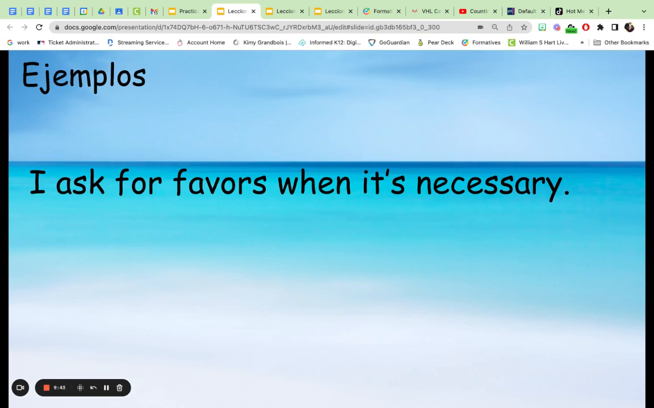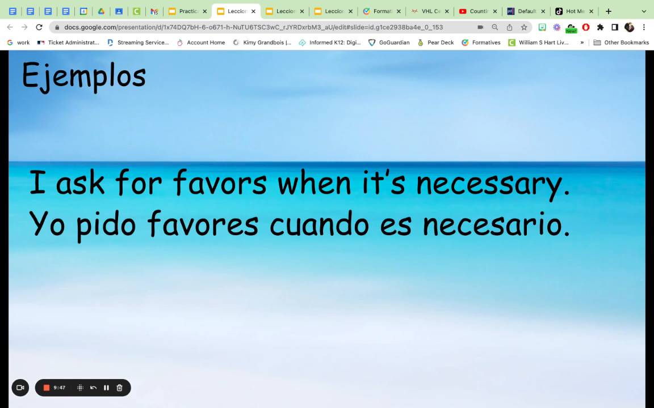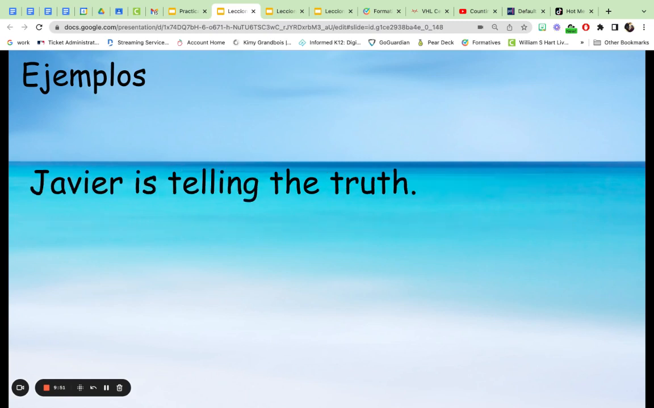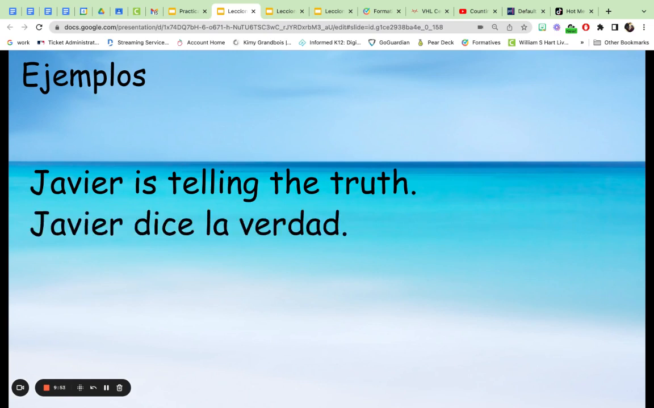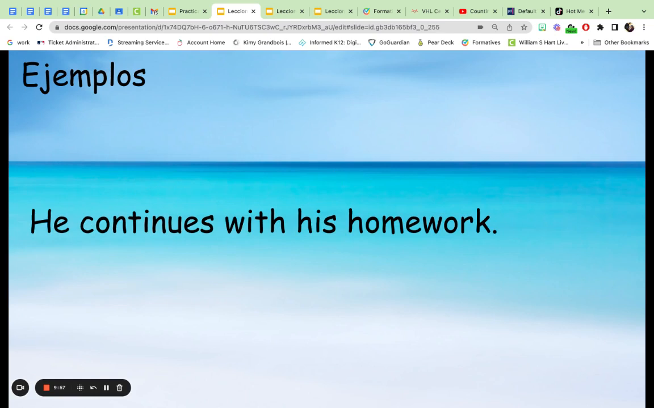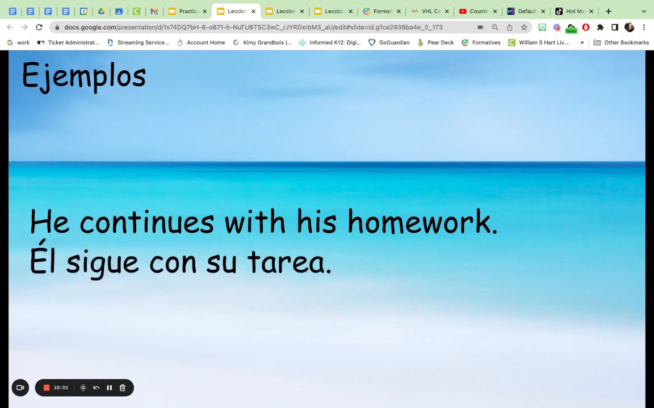I ask for favors when it's necessary. Yo pido favores cuando es necesario. Javier is telling the truth. Javier dice la verdad. He continues with his homework. Él sigue con su tarea.